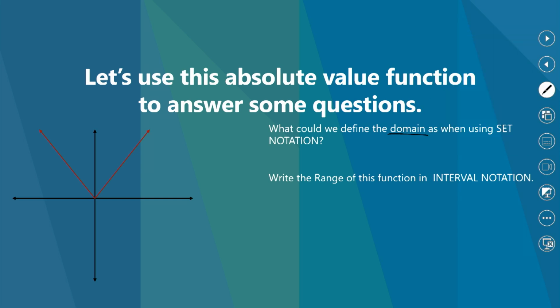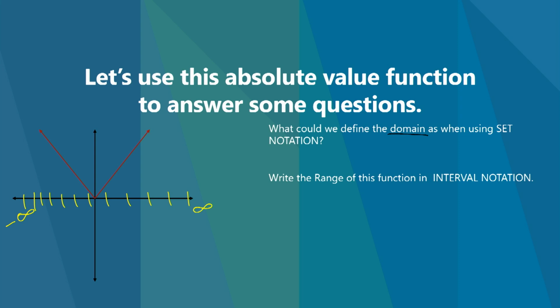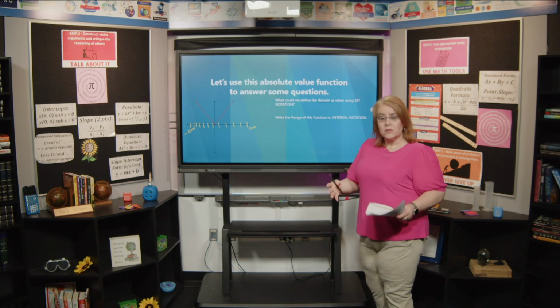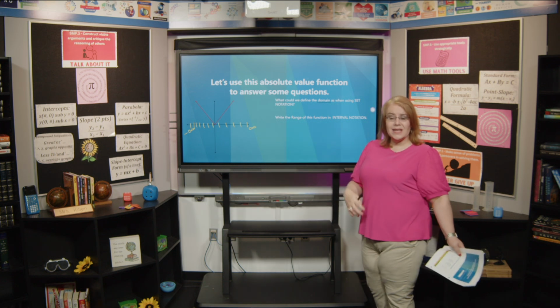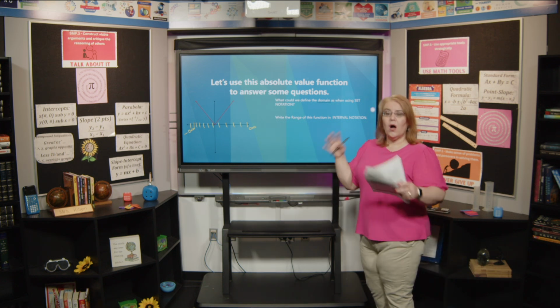So let's look at this. My domain deals with my x's. Now over here is going to be that negative infinity, and if I keep going, I'm going to get to my positive infinity. So I can say that all of my domain, or all of my x values, are really real numbers, from negative infinity to positive infinity. So they're all real numbers.